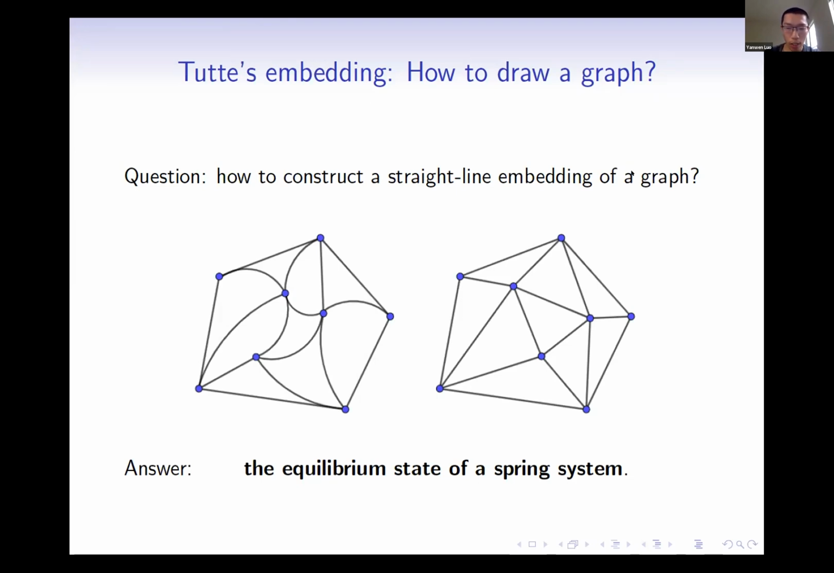And since this is really Hooke's law for the springs, we know the energy for each spring, and the total energy for the spring system, is really quadratic in terms of the edge lengths. So it's easy to see that we're going to have a unique minimizer corresponding to an equilibrium state of the spring system. And the Tutte embedding theorem just claims that this minimizer, this equilibrium state, will always be an embedding of this graph. And of course, all the edges should be embedded as straight lines.